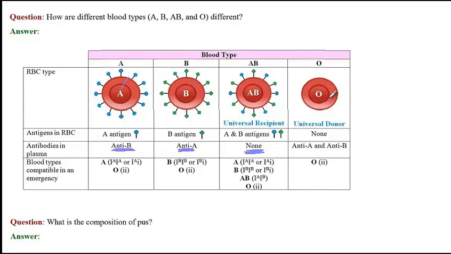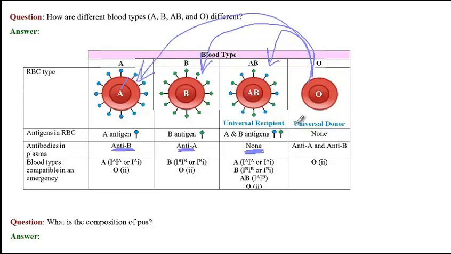Now, what happens with blood type O? Basically, blood type O, they have no antigen, and so therefore their body will make antibody against both A and B antigen. So people who have blood type O can only receive blood from other individuals who have blood type O. However, since they have no antigen, they can give blood to anyone. Okay, and this is the reason that blood type O is called universal donor.